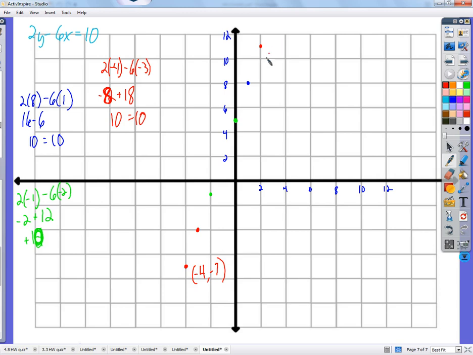Looks like it's in line. If this truly does make a line, if we continue that line here, that looks like that would be on that line. Right? We have this point at negative 3, negative 4, negative 2, negative 1. This point is 0, 5, 1, 8, 2, 11.